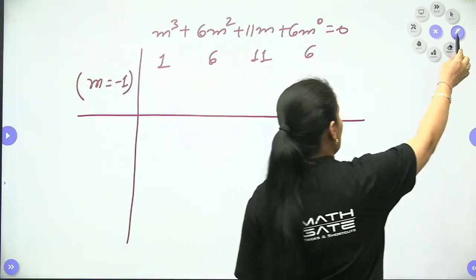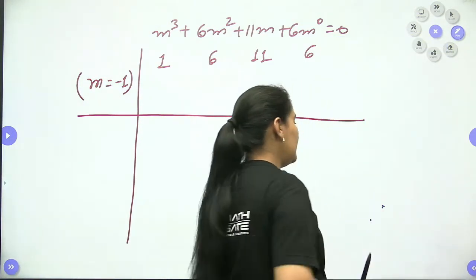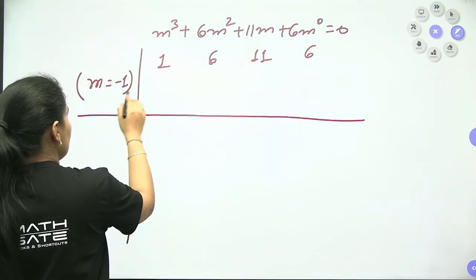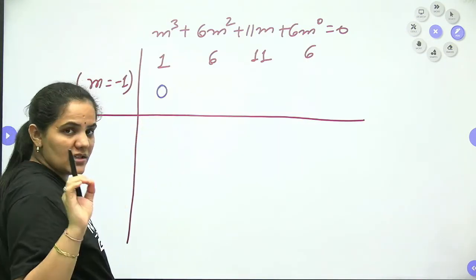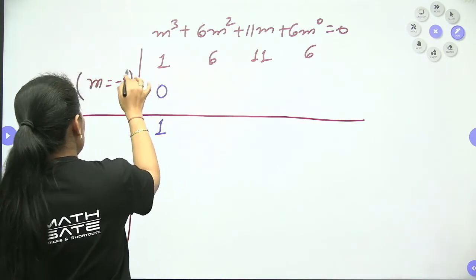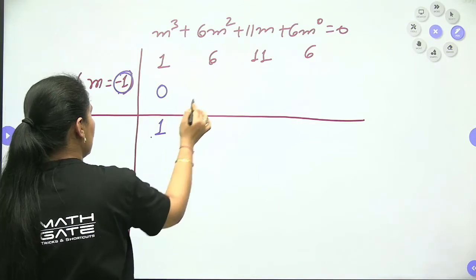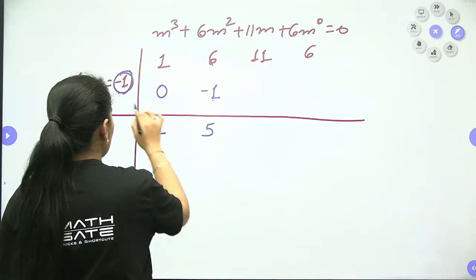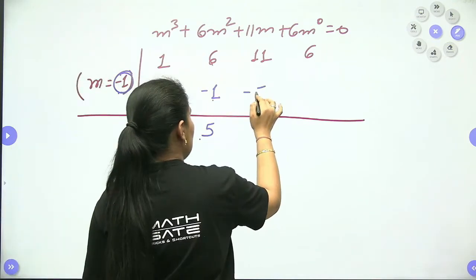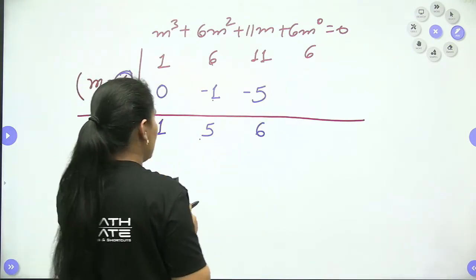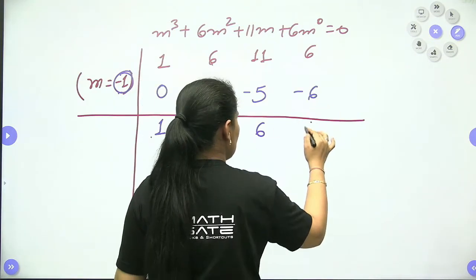Okay, now m is equal to -1 is a factor. We will start with the same process. 0 we will write down here. 1 plus 0 is 1. We have to multiply -1 with 1. It will be -1. 6 plus -1 will be 5. -1 into 5, it will be -5. 11 minus 5 will be 6. -1 into 6, it will be -6.